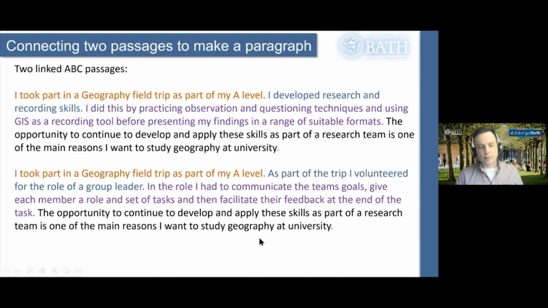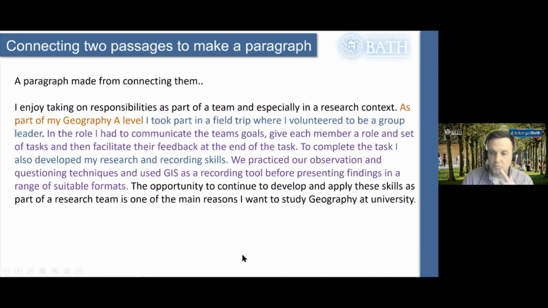Then I might sit back and say, I've got this geography field trip, and during that time I developed all these team working, communication, leadership skills, which I know are important because I wrote them down when I did my research. I've also learned all these academic skills, observation, questioning, recording, which I know are important because I wrote those down too. I'm actually starting to get a bit of a paragraph here. I'm not identifying the paragraph by saying I need to do something on research skills, but it's popping up from my own personal experience and my research. And I'm realizing that together, this makes quite a nice paragraph.